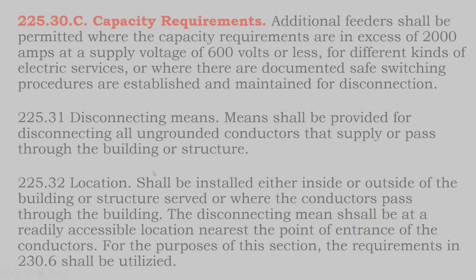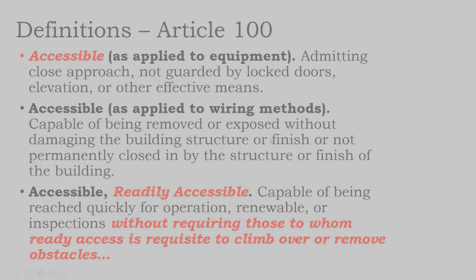Location. The disconnect shall be installed either inside or outside the building where the conductors pass through the building. The disconnecting means shall be at a readily accessible location nearest the point of entrance of the conductors. For the purposes of this section, the requirements in 230.6 shall be utilized. Well, now we have some new definitions to talk about. The first is what is accessible, and then what is readily accessible. So accessible is that the device can be easily approached.